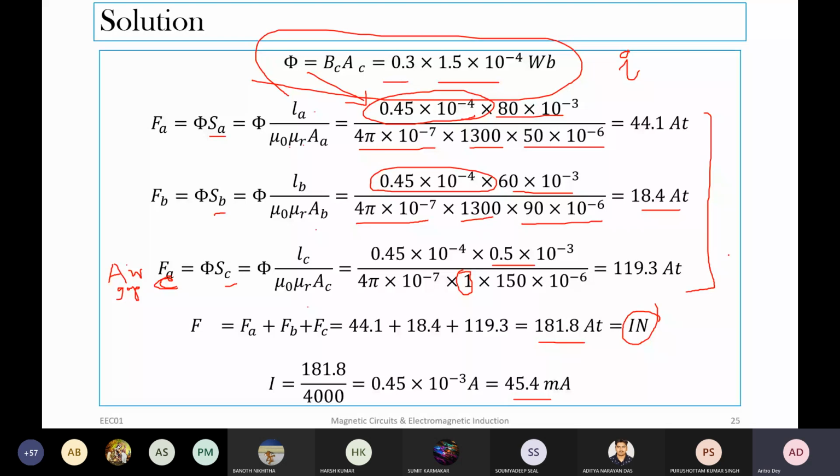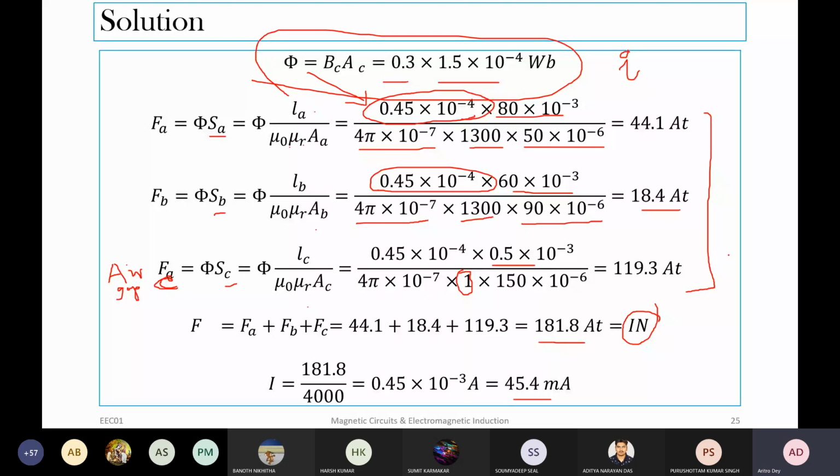It is given that the coil has 4000 turns, so we know the number of turns. Then how much is the ampere requirement? That is the total ampere-turns divided by 4000. So this 45.4 milliampere is the required current which has to flow through the coil so that the flux density is produced. If I is not there, then definitely flux will not be there, isn't it? So to have that particular flux density of 0.3 Tesla, you need to have this current.